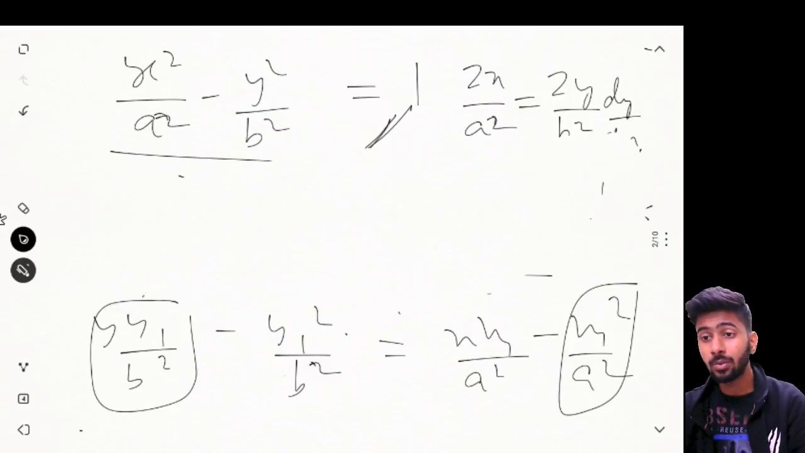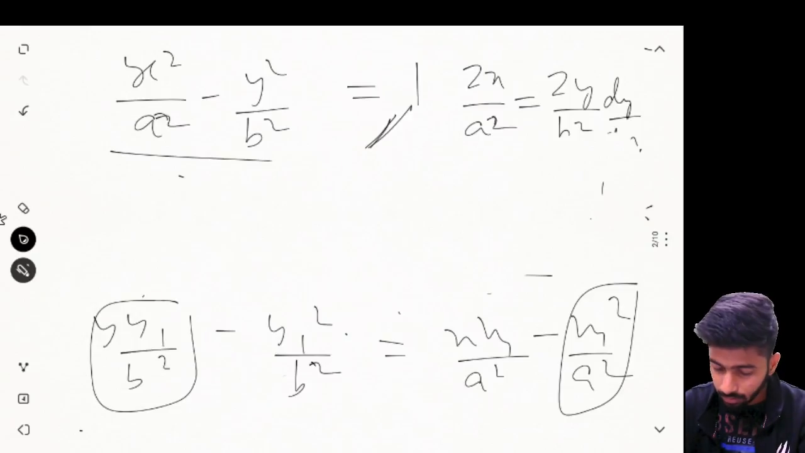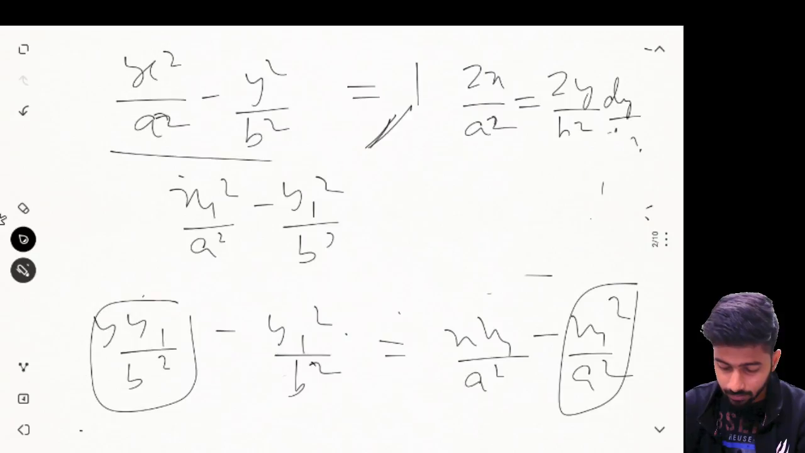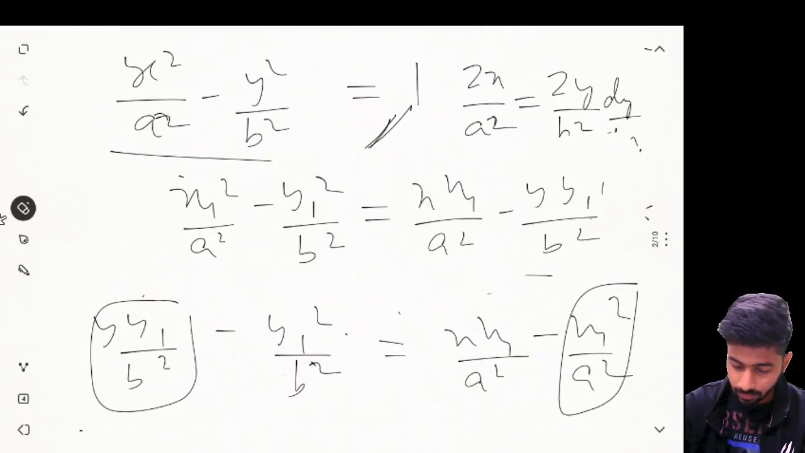Now you'll try to understand why it is that we are trying to arrange it like this. It will give rise to a simple notation. So what we have is x1 square by a square minus y1 square by b square is equal to x1 by a square minus y1 by b square.